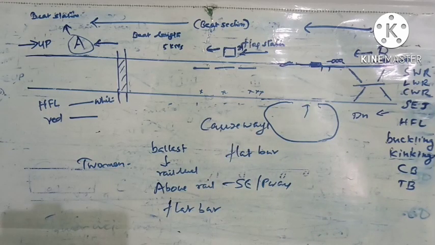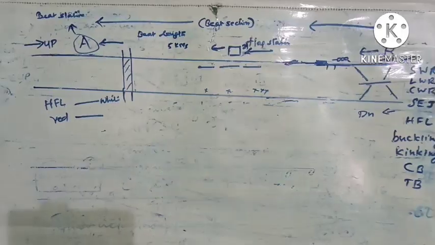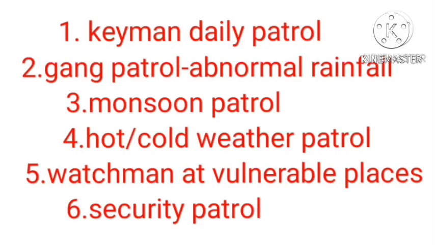Now we will come to the patrolling of the lines. These are the 6 types of patrolling undertaken by the engineering department to ensure the safety of the track. Railway is running trains 24 hours, so it is to be monitored and ensured that the track is safe for the passage of each and every train.